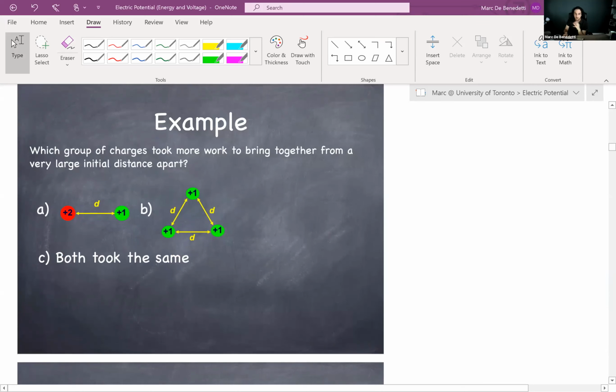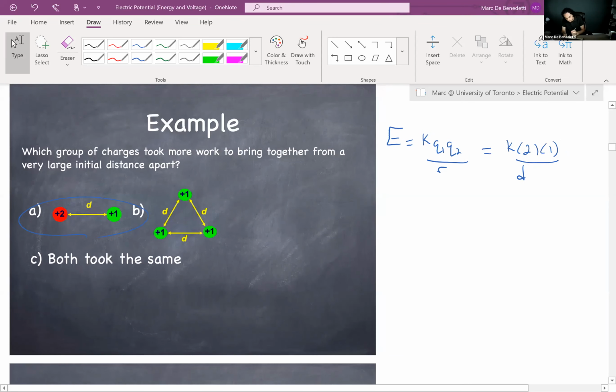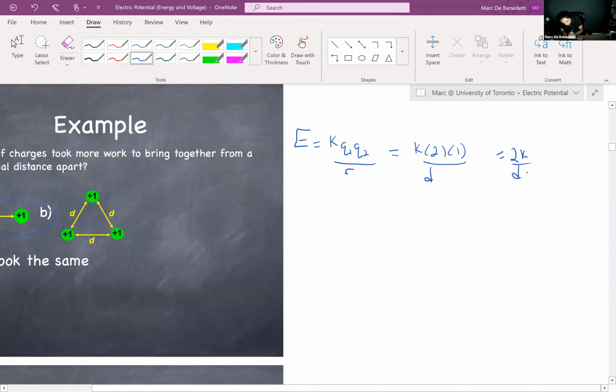Okay, moving right along. I know we're running short of time, but moving right along. Which group of charges took more work to bring together? Well, in scenario A, what is the total energy of the system? Well, the energy of the system is going to be the energy between the two particles. The two particles are going to be kQQ, or Q1 Q2 over r. And in this case, it's going to be k times 2 times 1 over d. So this is going to be 2k over d.